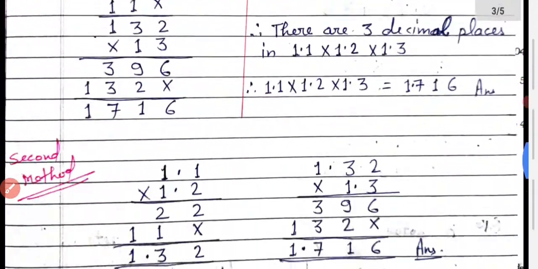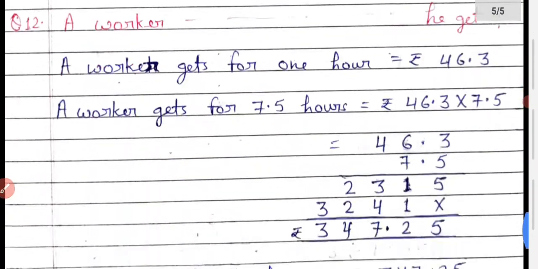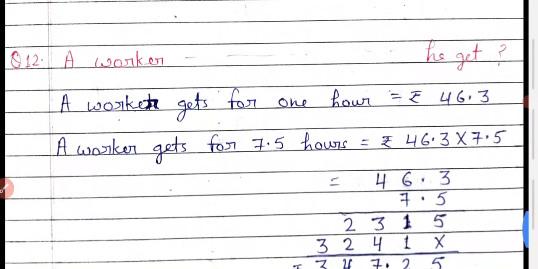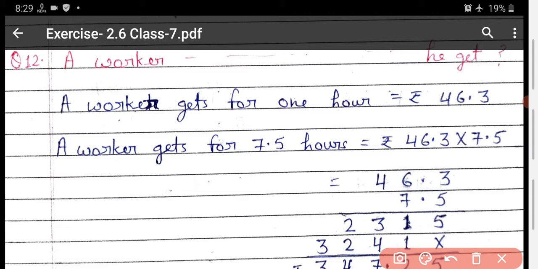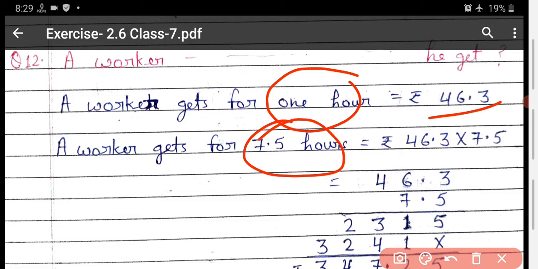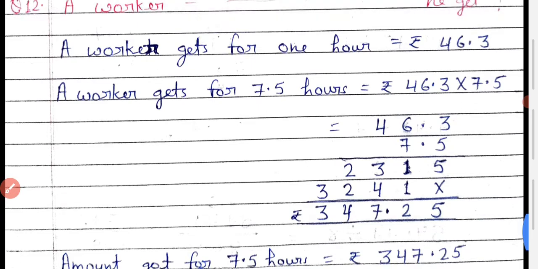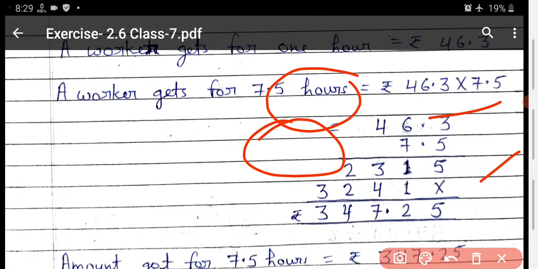Okay, so you have to write here, a worker gets for 1 hour, how much money do they get? Rupees 46.3. So the worker gets for 7.5 hours, more. More means multiply. So you have to multiply 46.3 by 7.5. Now just do normal multiplication. All of you know how to multiply. 46.3 multiplied by 7 by 5.